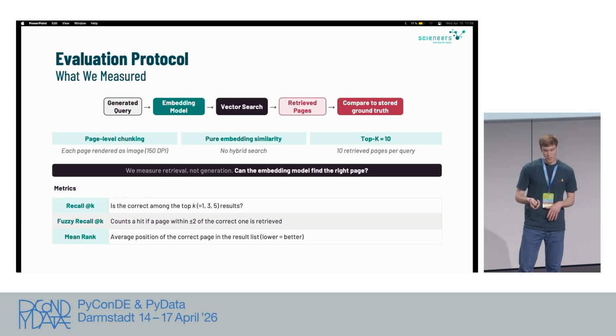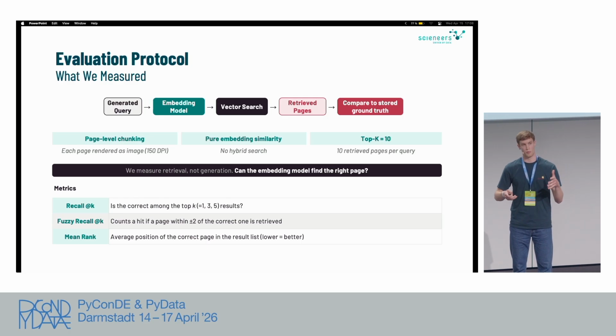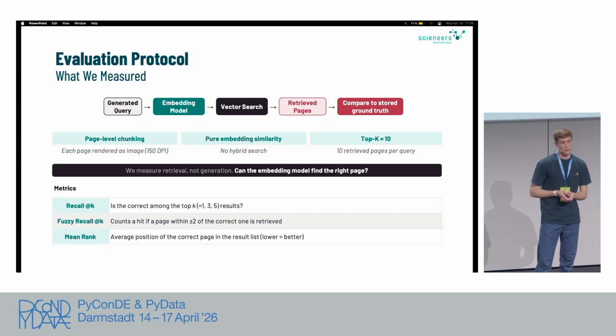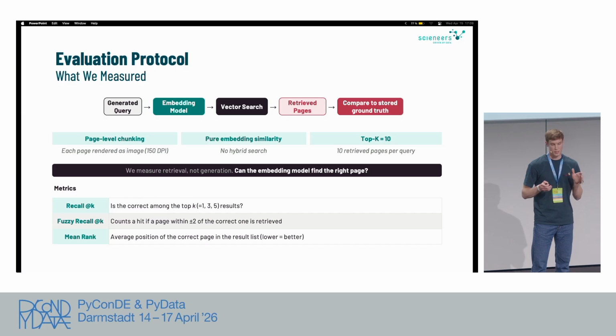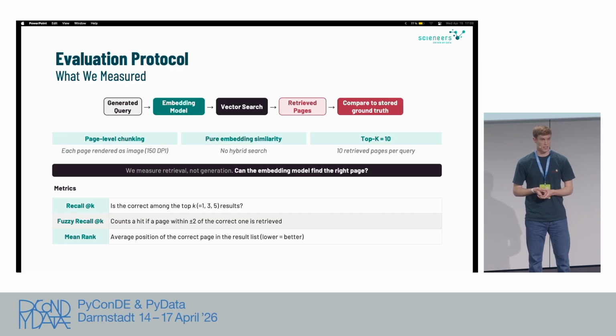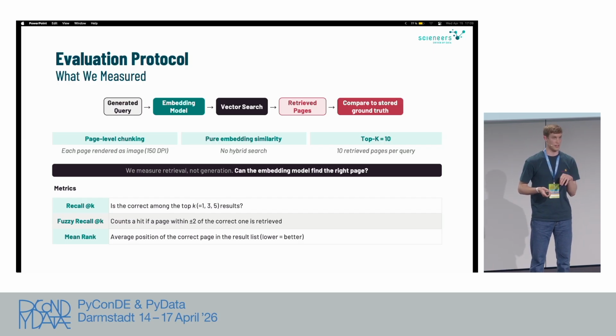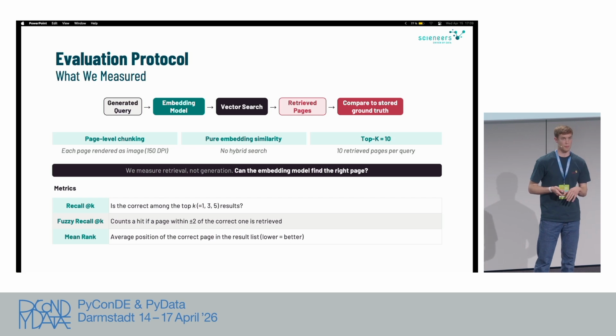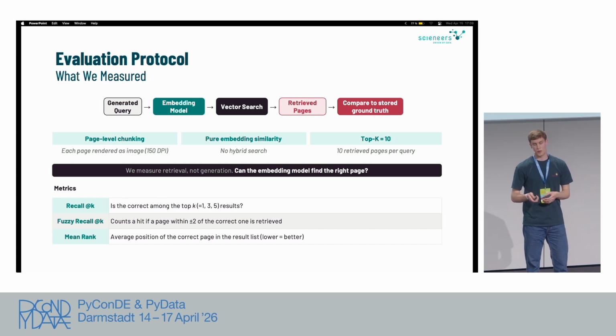So these are also my metrics. First, I report the recall at K, so is the correct result among the top 1, 3, 5, or 10 results. I also added a second metric, which is a bit less restrictive, and it counts as a hit if the retrieved page is within ±2 of the correct page, which I would have expected. So this is the case where a question might be answerable by many places in the PDF. And I report the mean rank.